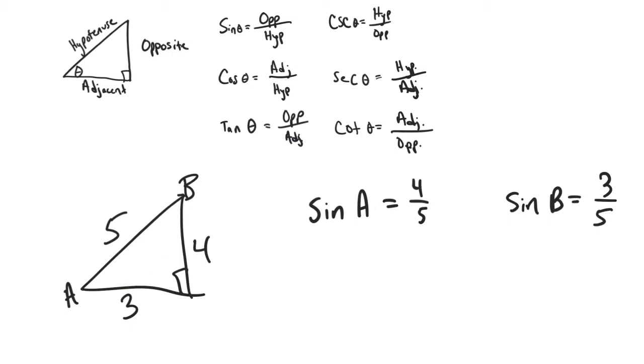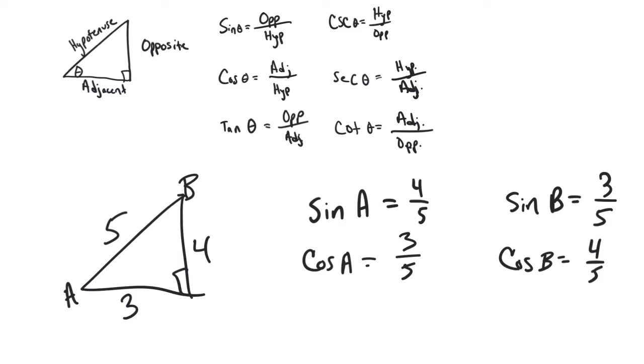If I was looking for cosine of A, you'll notice this is the same as sine of B. Cosine of A, my adjacent side is 3, my hypotenuse is 5, so it's 3 over 5. But if I was looking at cosine of B, my adjacent side now is 4, and then it'd be over the hypotenuse 5.